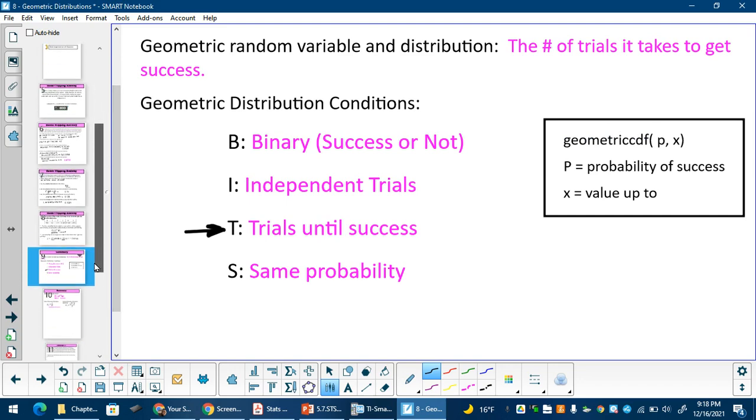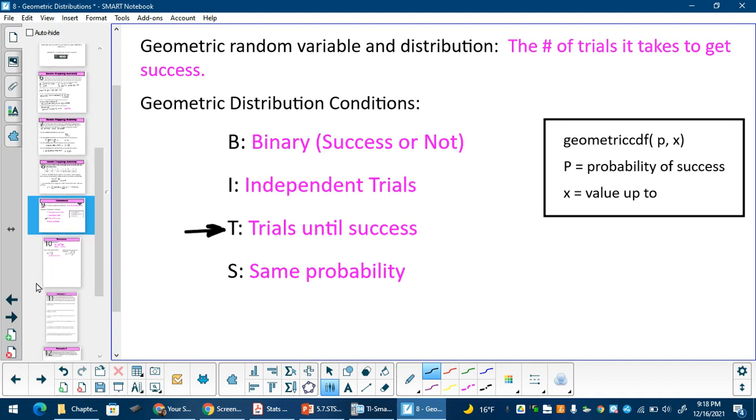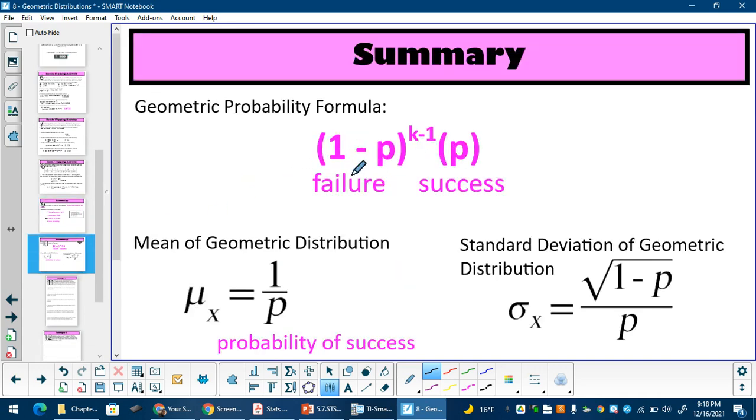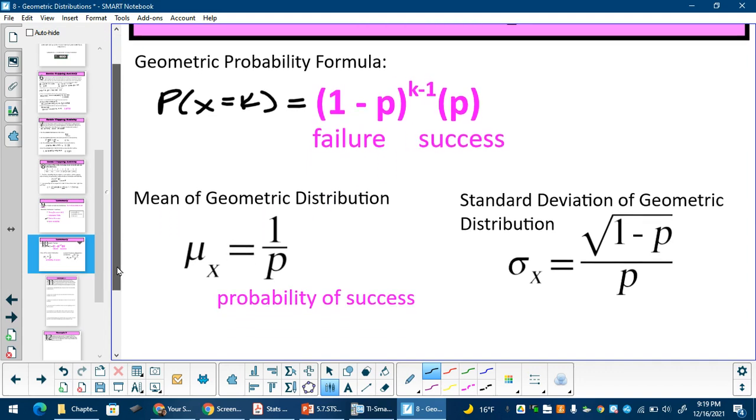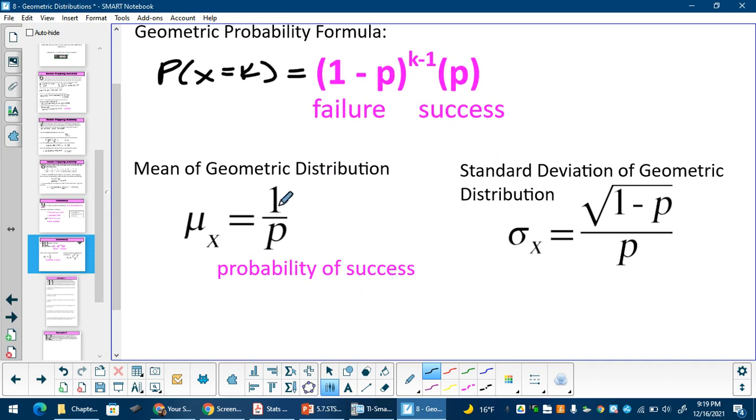I don't really use the geometric PDF because it's easy to calculate the probability for a geometric when it's exactly equal to a number. And here's the formula, like we just did. The probability of X equals K is equivalent to the failure probability to the K minus 1, and then the success probability. And the mean of a geometric is 1 over the probability. So similar to that, 20% is 1 in 5. We could have also gotten 1 in 5 by doing 1 divided by 0.20, which gives us that as well.